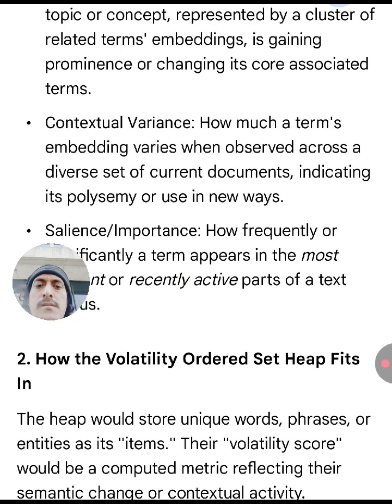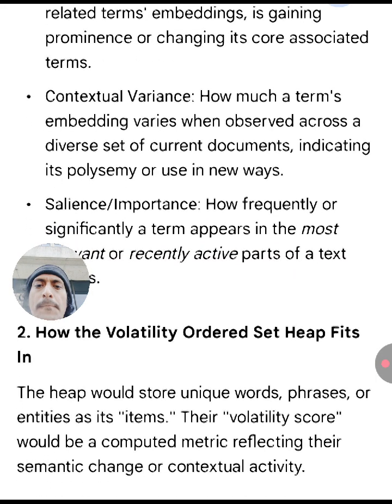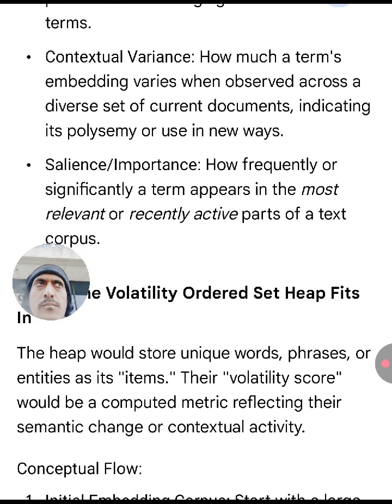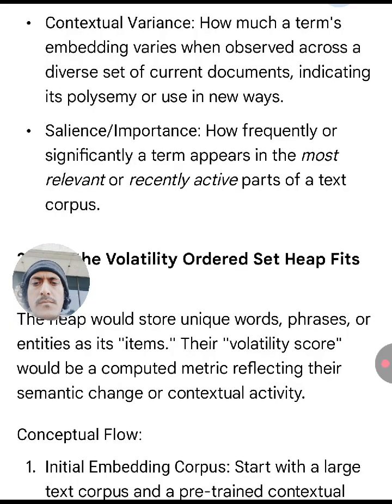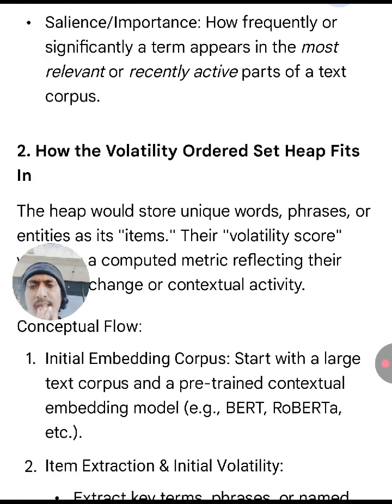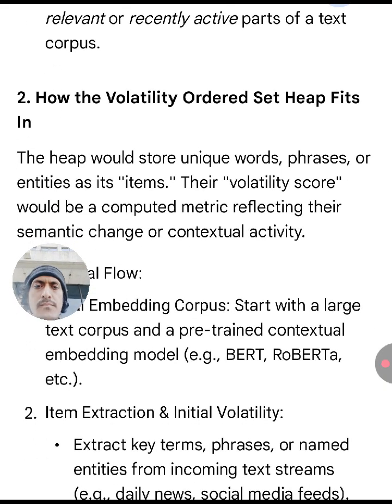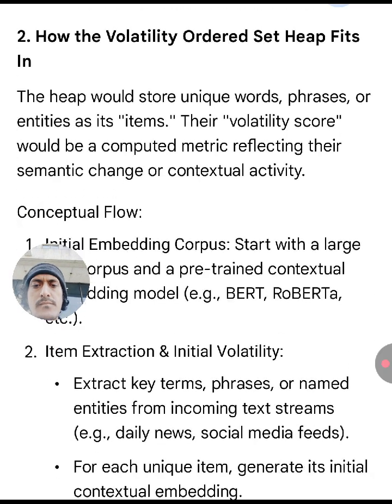Salience or importance: how frequently or significantly a term appears in the most relevant or recently active parts of a text corpus. 2. How the volatility ordered set heap fits in. The heap would store unique words, phrases, or entities as its items. Their volatility score would be a computed metric, reflecting their semantic change or contextual activity.